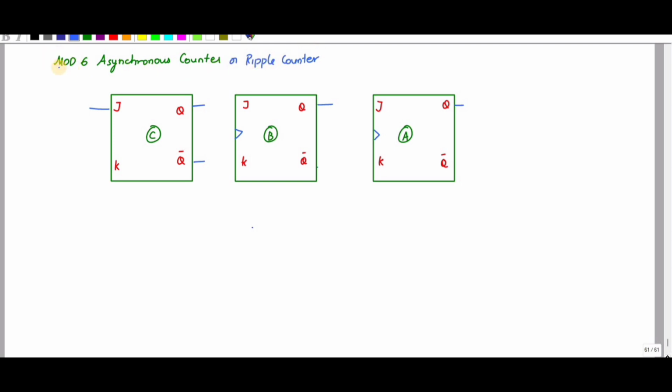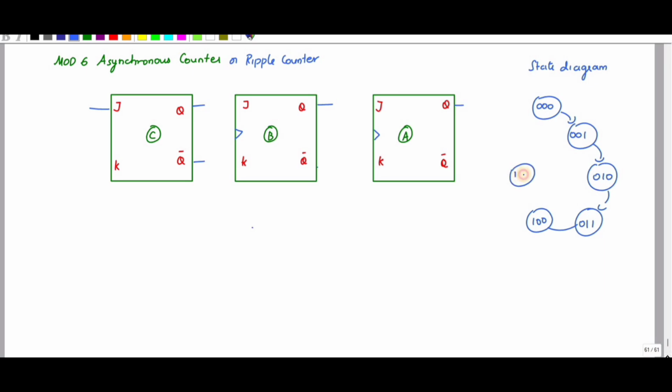So since it is Modulo 6, we already know the state diagram which I discussed in the previous video. You have 000, and from 000 it goes to 001, then 010, followed by 011, followed by 100, and 101. Okay, so after that it goes to 000.